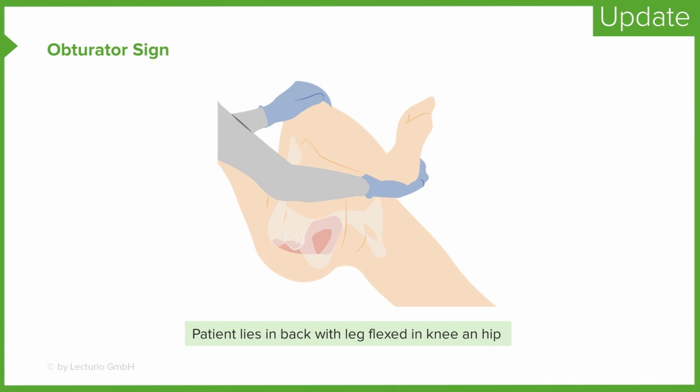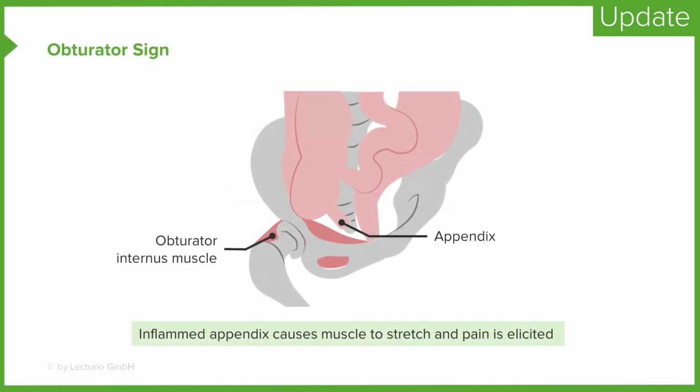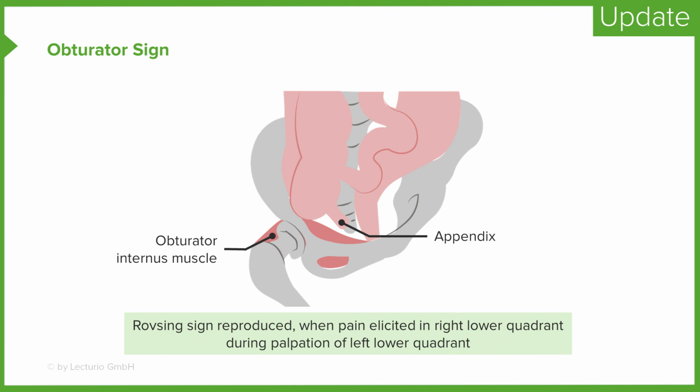Another sign you may want to look for is the obturator sign. When the patient lies on his or her back with the leg flexed at the knee and the hip, the physician internally rotates the hip. The inflamed appendix, which may be in contact with the obturator internus, causes the muscle to stretch and pain is elicited. Lastly, the Rovsing sign is produced when pain is elicited in the right lower quadrant during palpation of the left lower quadrant.